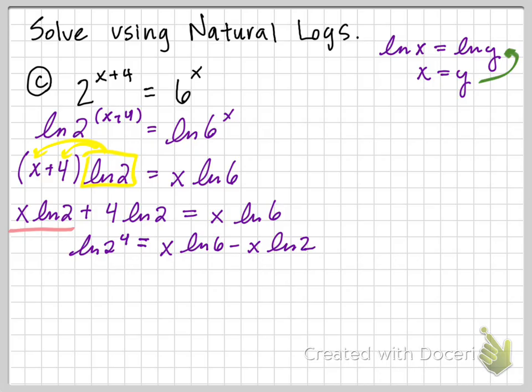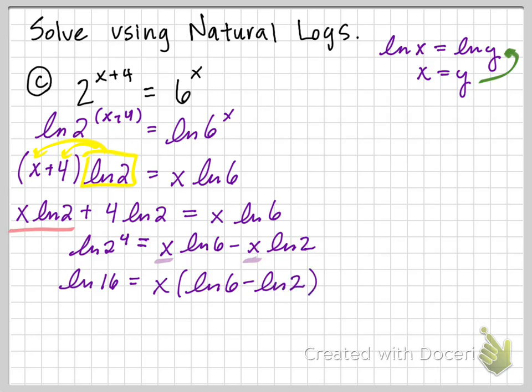From this point, I'm going to notice they both have an x in common. So I can now factor x away. So this is where factoring comes into play. So I have the natural log of 16 equals x times the natural log of 6 minus the natural log of 2.